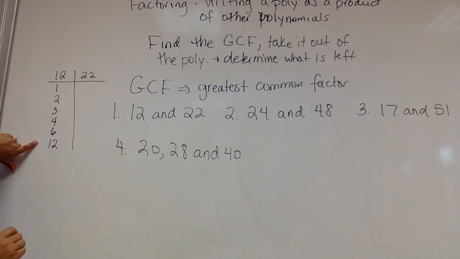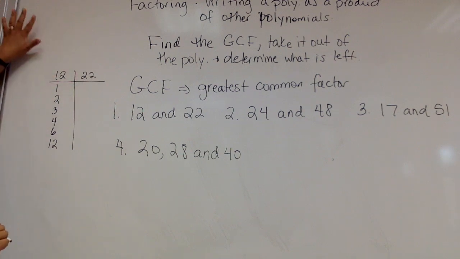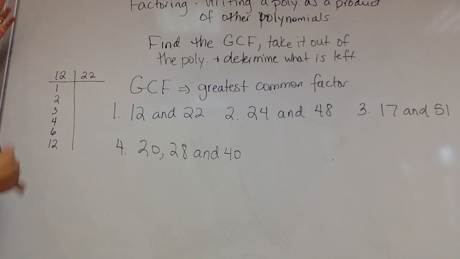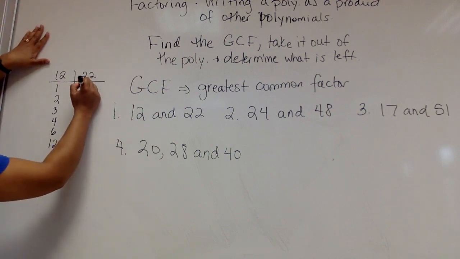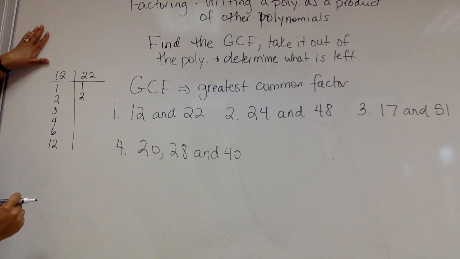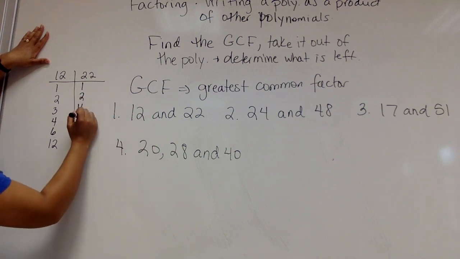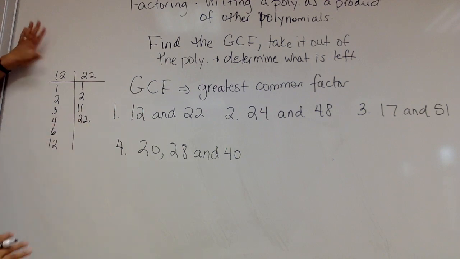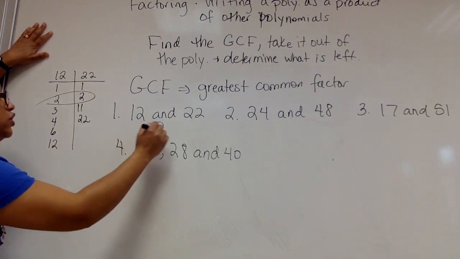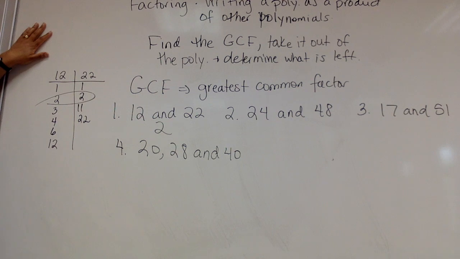Then I do the same thing for 22. What numbers multiply into 22? 1 does, 2 does, and then you jump to 11 and 22. Now, what's the largest number that both of them have in common? The 2. So the greatest common factor is 2. All right? Hopefully that brings that back to memory.